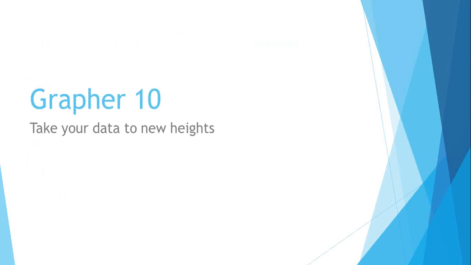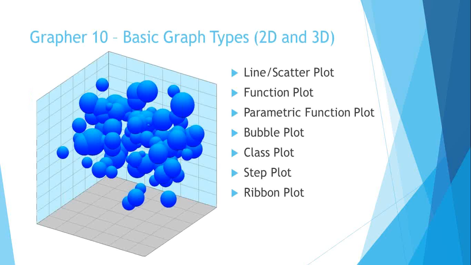The next software we're going to discuss is Grapher. Grapher specializes in 2D and 3D visualization of XY and XYZ data. Some of the basic plot types in Grapher include, in both two and three dimensional, line scatter plot, function plot, parametric function plots, bubble plots, class plots, step plots, and ribbon plots.